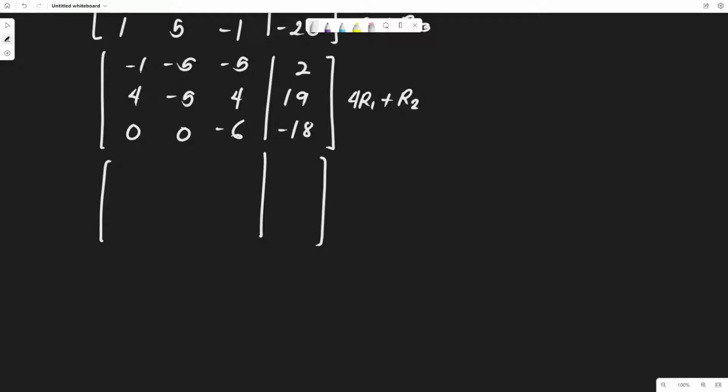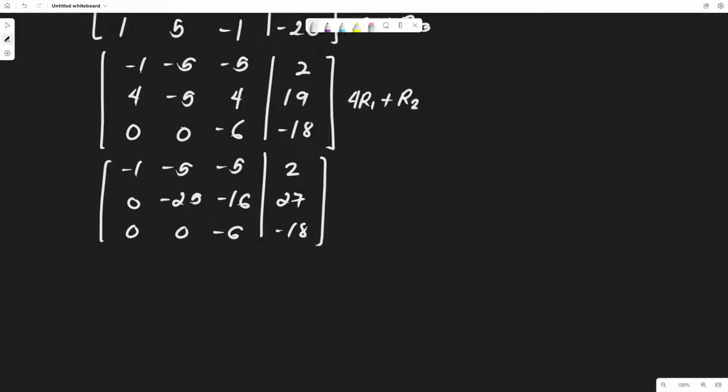So, negative 1, negative 5, negative 5, 2. Then, 0, 0, negative 6, negative 18. No? Then, 4, no? For negative 4 plus 4, that is 0. Negative 20 minus 5 is negative 25. Then we have negative 20 plus 4 is negative 16. Ayan. Then we have 8, no? 8 plus 19, that is 27. Okay?